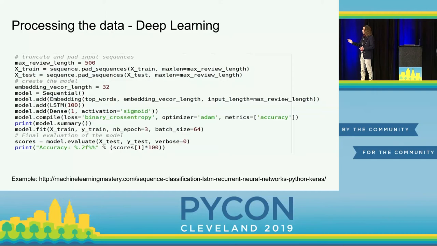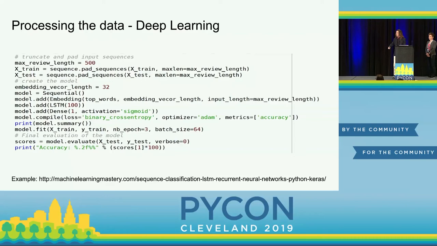Then we define our model. We define various parameters just to get it started. And then that one line, add LSTM with 100 layers, that's it. It's that easy to use an LSTM. Then we define our activation function, wrap it all together, and fit it to our data, evaluate it, and we have an answer. But that's not the end, as we'll see later. So let's talk about some common issues.